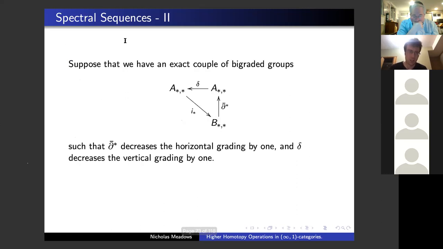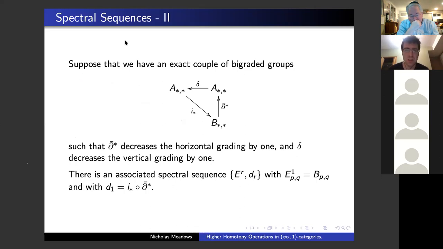One kind of spectral sequence that's very common comes from what is called an exact couple. An exact couple is an exact sequence, let's say i star, del star, delta, such that del star decreases the horizontal grading by 1, and delta decreases the vertical grading by 1. If we have an exact couple, there's always going to be an associated spectral sequence, so that the E1 pq term is given by B pq, and the differential is induced by composing del with i star.